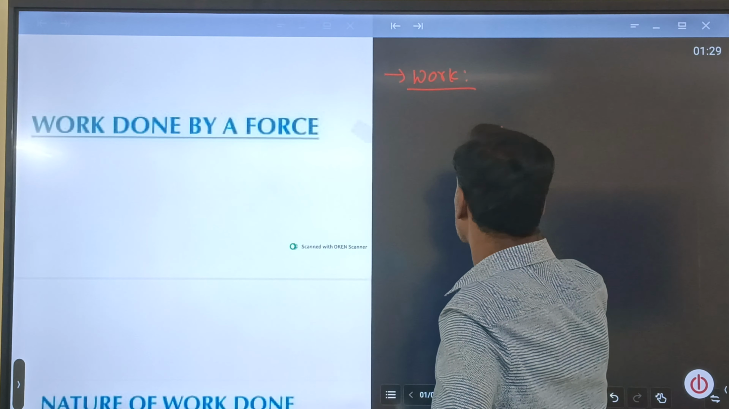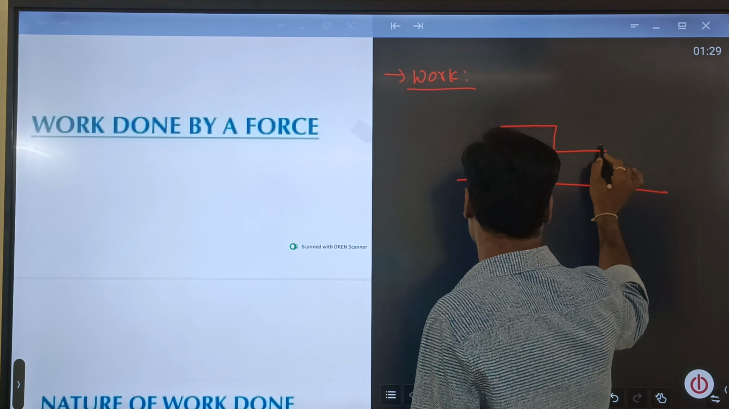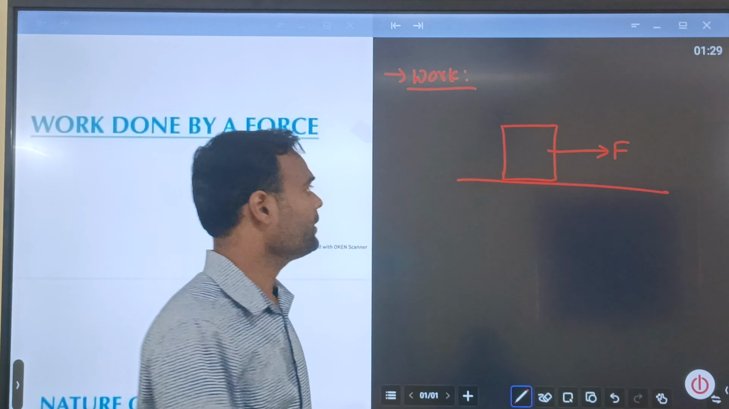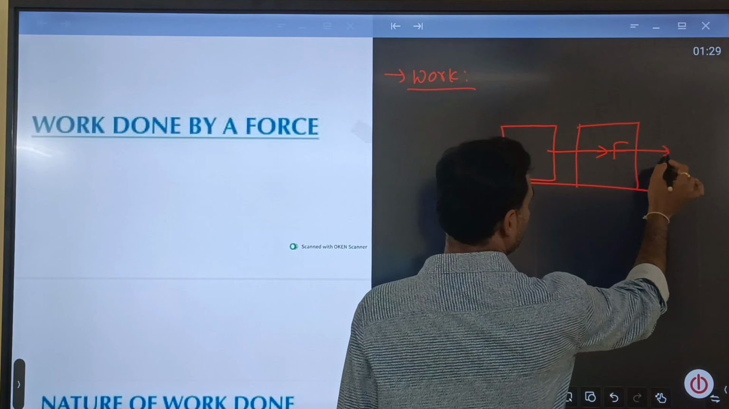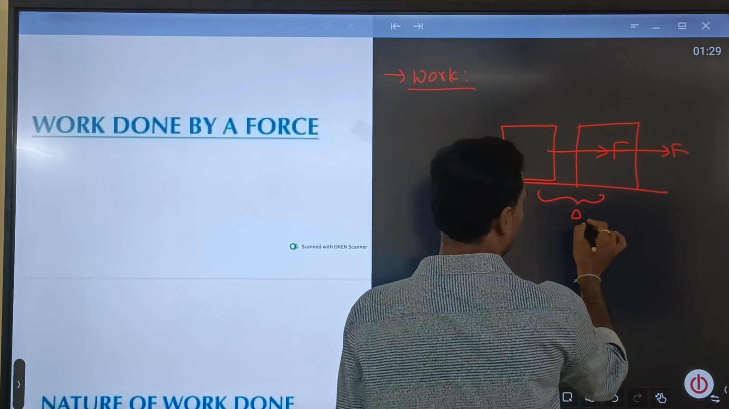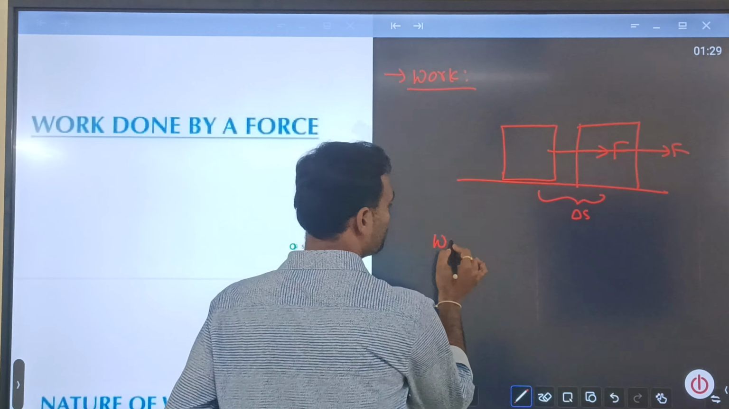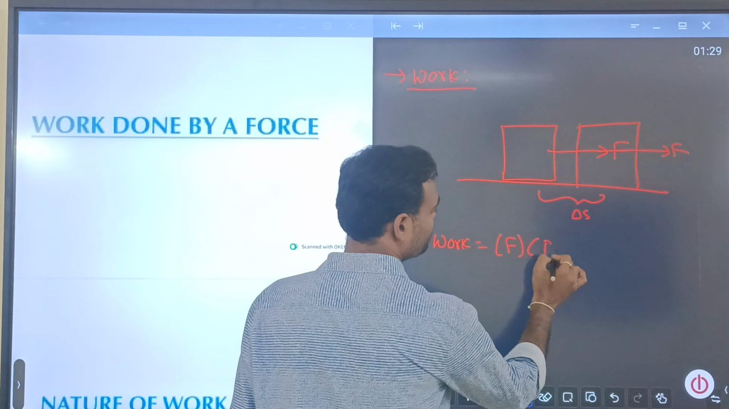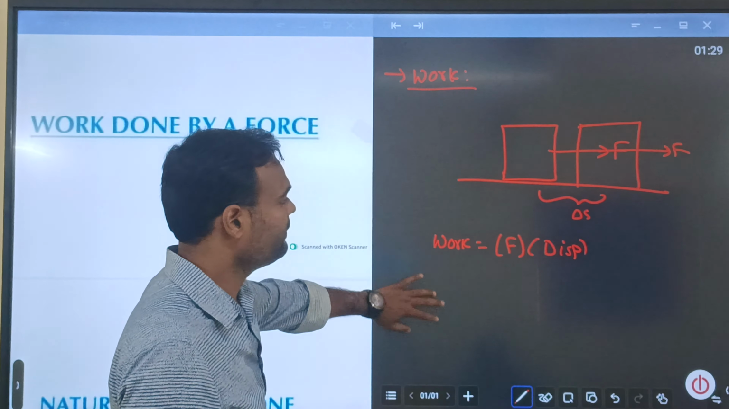See here. Suppose an object is present. This object is being applied with a certain amount of force. Because of the application of the force, the object displaces some displacement delta s, then work done is equal to force into displacement, right? This is what is work done.